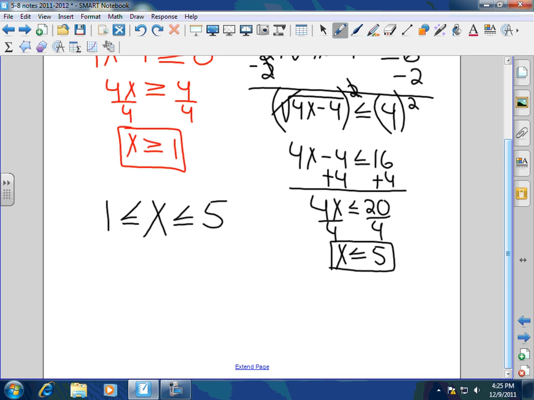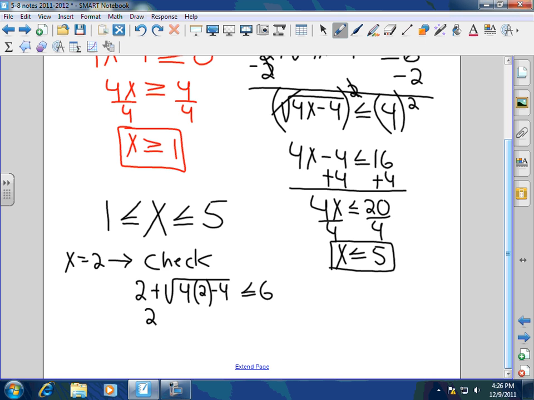Now, we got to make sure that we're right. So we have to test again. Pick a value between 1 and 5. Let's say 2. Okay? If x equals 2, let's check it. Let's see if it works. If I have 2 plus the square root of 4x, which is 2, minus 4, is that going to be less than or equal to 6?